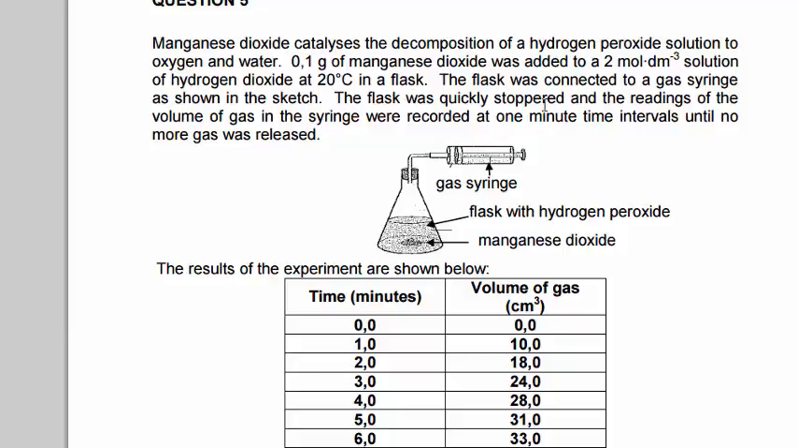The flask was quickly stoppered, and every 1 minute they looked at how much volume has been displaced by the gas. So here, after 0 minutes, there's no volume displaced. 1 minute, there's 10 cubic centimeters displaced. And so every 1 minute, they take a reading. Does that make sense?